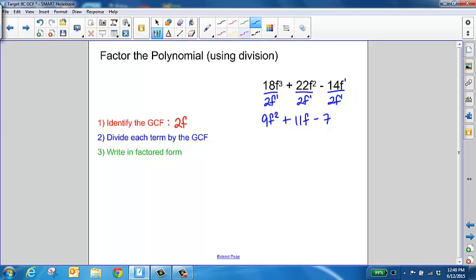Now the last piece is to actually write this in factored form. So what we want to do to write this in factored form is we're going to write our greatest common factor first, and then we're going to draw our parentheses, and we're going to fill in our parentheses like so. So the factored form of 18f^3 + 22f^2 - 14f is 2f times the quantity 9f^2 + 11f - 7.